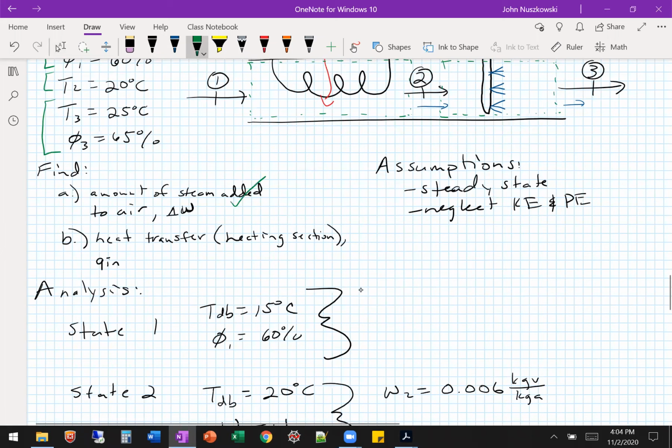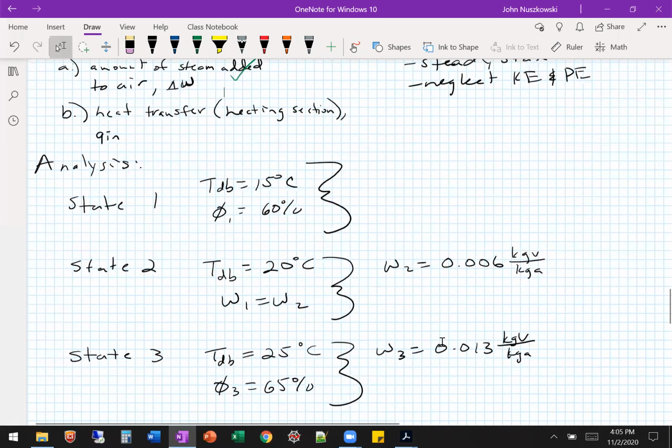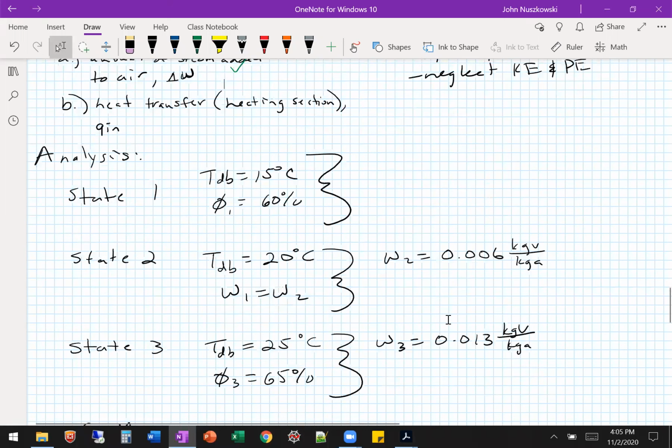Does the relative humidity change at state 2? Yeah, from 1 to 2, relative humidity is basically always changing. If we're changing temperature, which is 15 to 20, we're changing relative humidity. It's the specific humidity where the processes can stay the same.